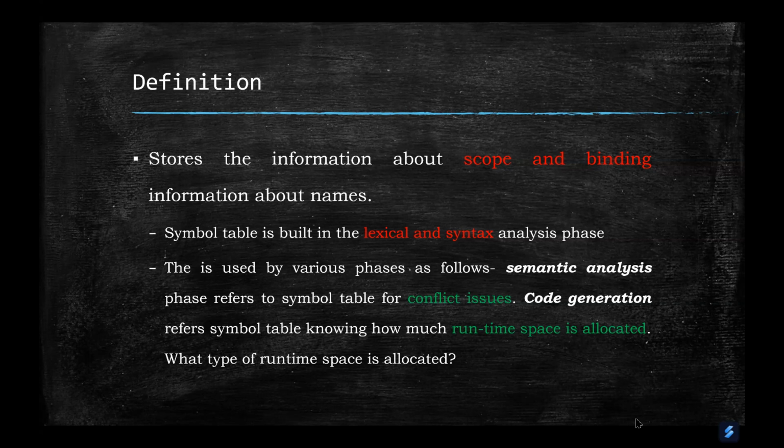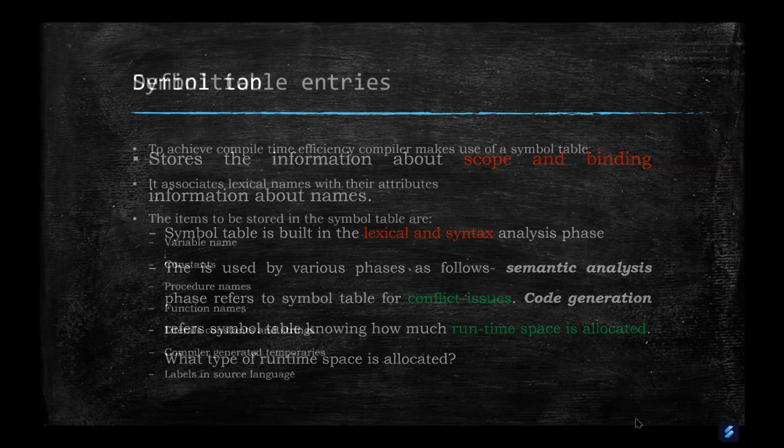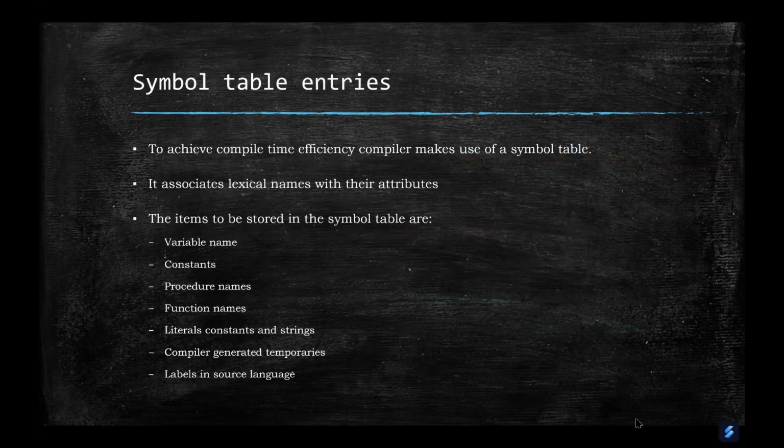Let's come to the symbol table entities. To achieve compile time efficiency, the compiler makes use of the symbol table. If you are not maintaining the symbol table, it will not get the information properly. That means all the letters, identifiers, keywords, constants will be stored in the symbol table. It helps in making the further compiling process efficient. It associates the lexical names with their attributes.